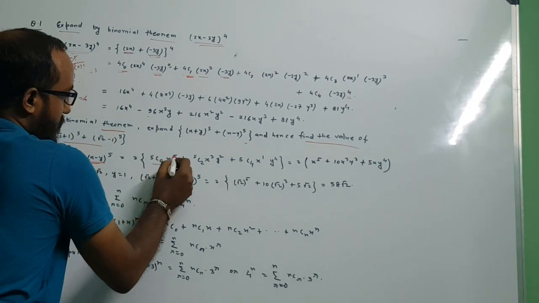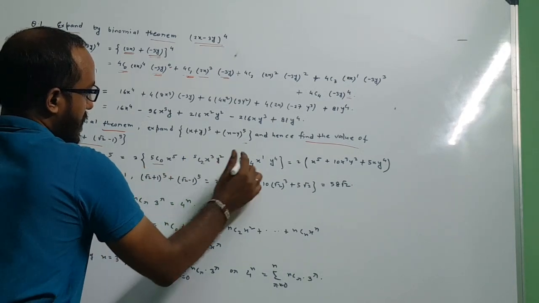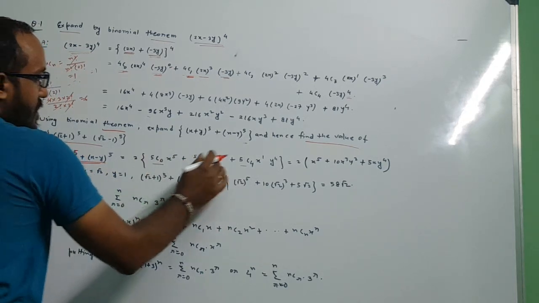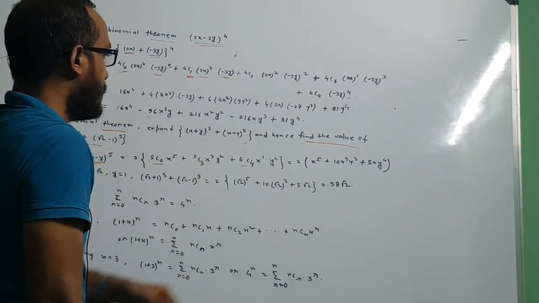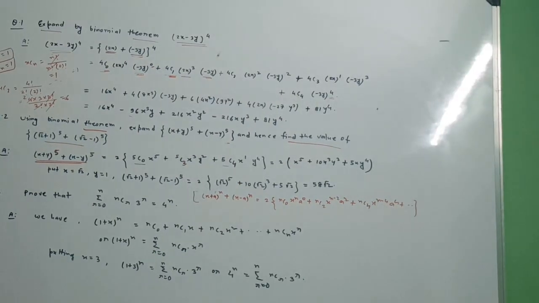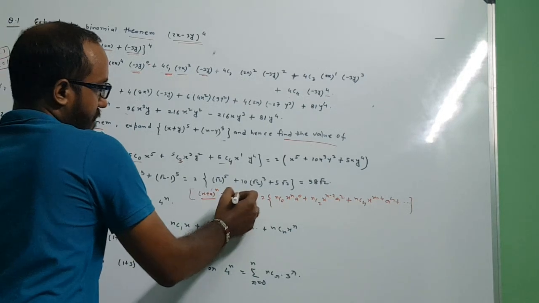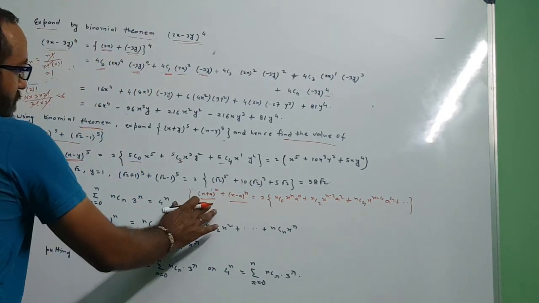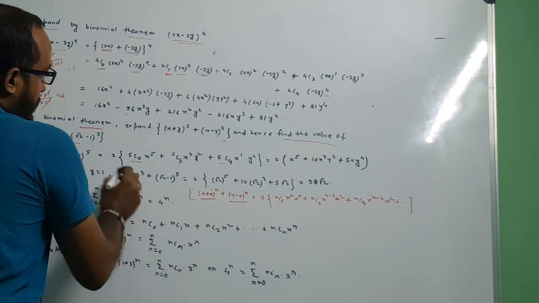So 5C0 x to the power 5, 5C2 x cube y square, 5C4, that is the third term, and then 5C4 x to the power 1 y to the power 4. See, we have this formula, right? (x plus a) to the power n plus (x minus a) to the power n is twice nC0 x to the power n. Compare this with this thing. x is your x and a is your y. So first term would be twice.